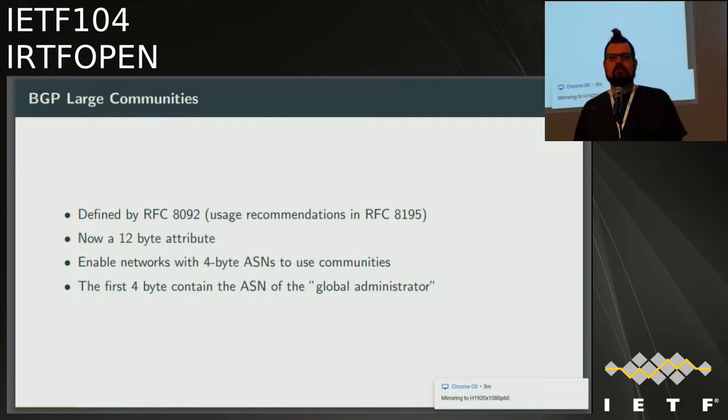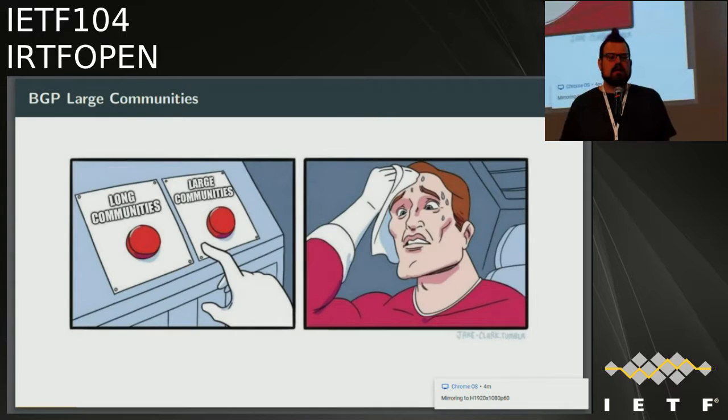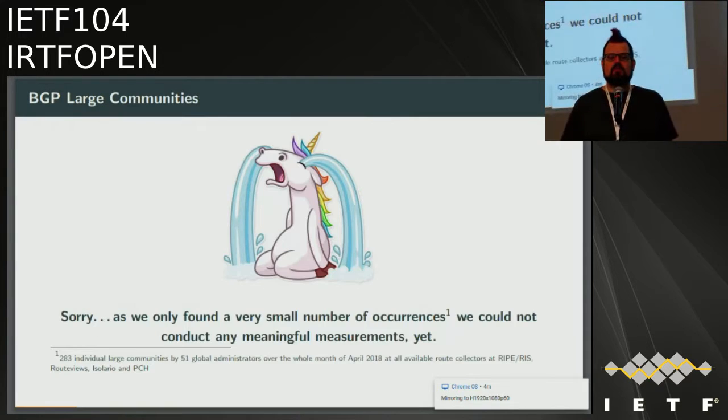Here, the first 4 bytes are now defined to be a global administrator, so it's now clear that this is actually an AS number, and this is the network defining the meaning of the community. So this is actually a good thing. Besides the confusion of the naming, whether it's long or large communities, we spotted other problems when we tried to do our measurements.